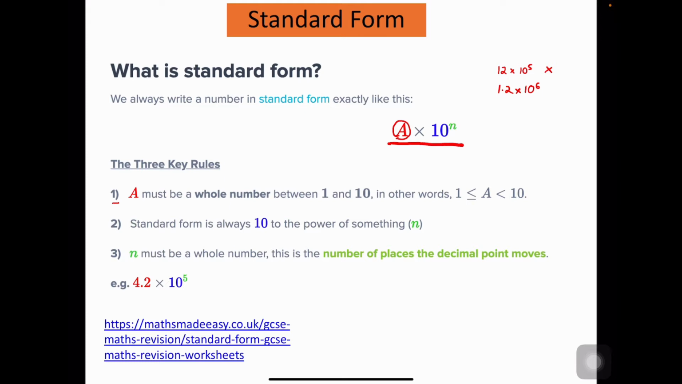So you always have to multiply the a value by 10 to the power of something. n must be a whole number. This is the number of places the decimal point moves. Here we have an example, and as you can see, the n is a whole number.